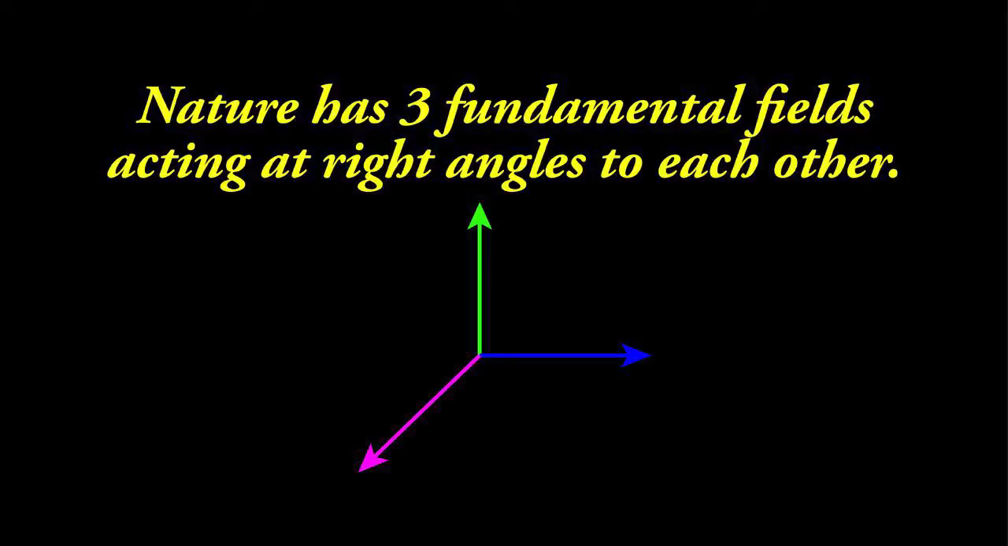I've described physics as being like a labyrinth. I've mentioned that one of my main goals is to show you something that lies at the center of this labyrinth, something much like a golden sphere of knowledge. In reality, this golden sphere is simply a ball of light. What I'm about to say is a critical part of that knowledge. Nature has three fundamental fields acting at right angles to each other.